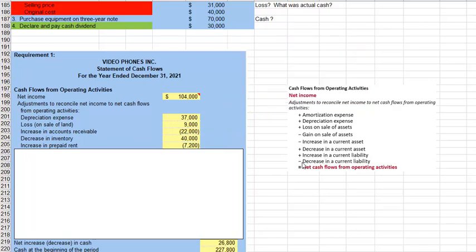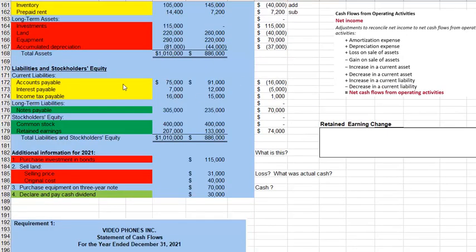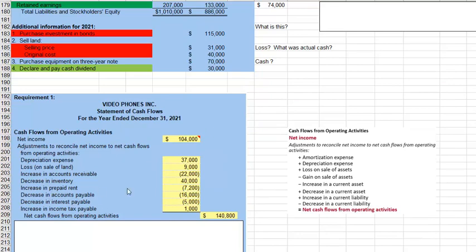Next up, we will go into our current liabilities. We will add increases and subtract decreases. Accounts payable is decreasing. We will subtract. Interest payable is also decreasing. We will subtract. And we have income tax payable increasing, so we will add. We have now updated these on our cash flows from operating activities.